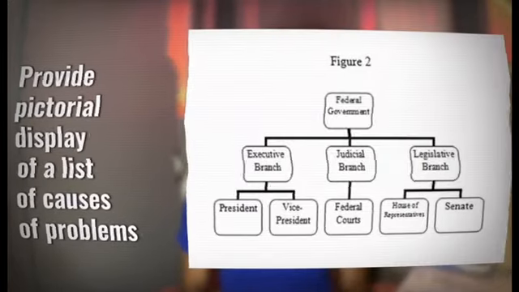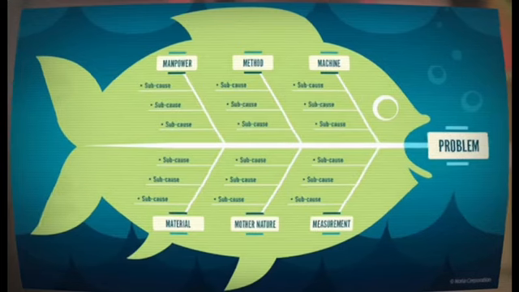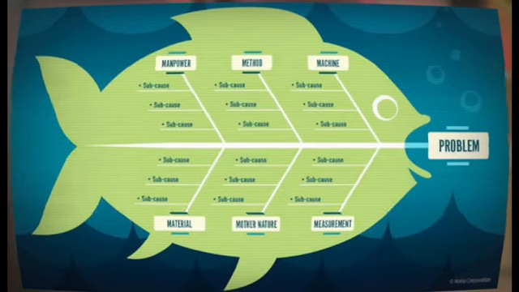A fishbone map and inductive tower are used to show cause and effect. They are used to provide a pictorial display of a list in which you identify and organize possible causes of problems or factors needed to ensure success of some effort.